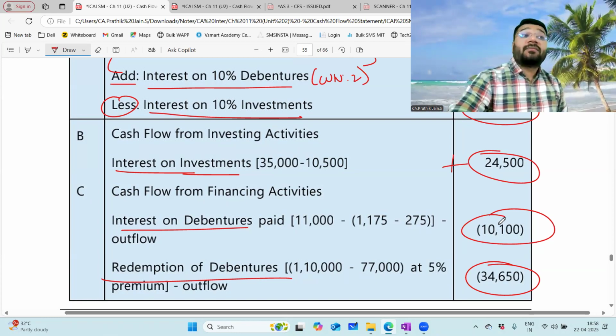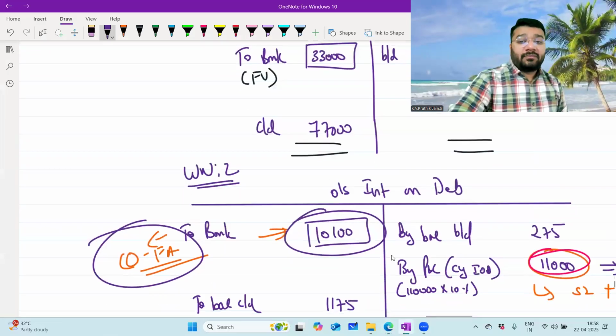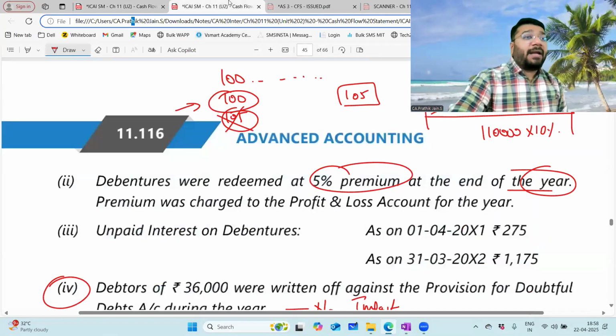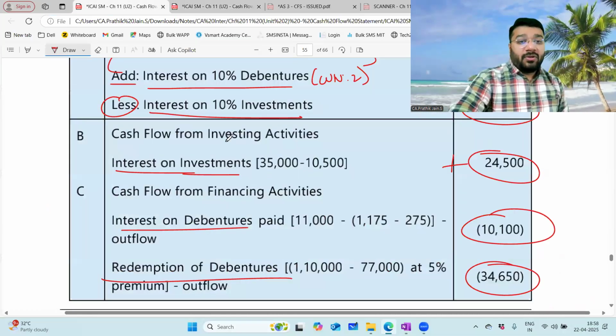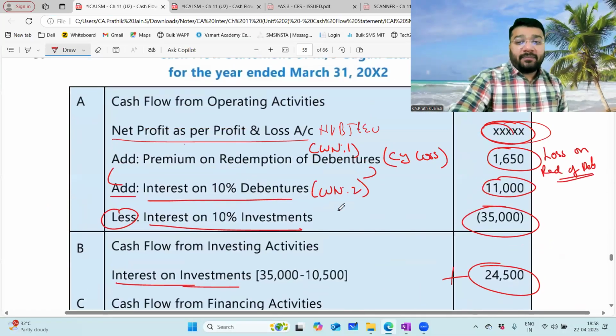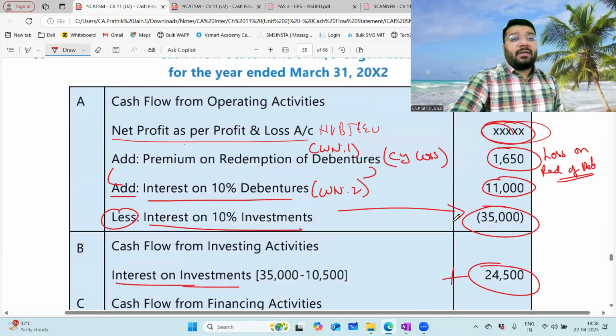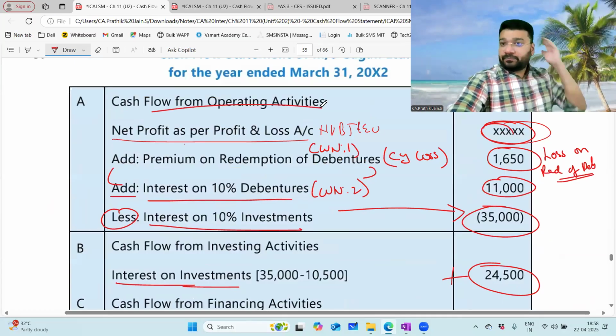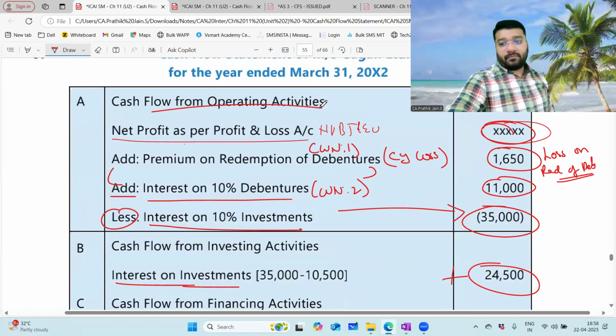Which one? 35,000 rupees we have to... You're talking about interest on income. We have subtracted, no? Not added. We have to subtract, because it's already added in the profit. To remove, we have to subtract. We have subtracted 35,000 here, see? Under the operating activity, subtracted.